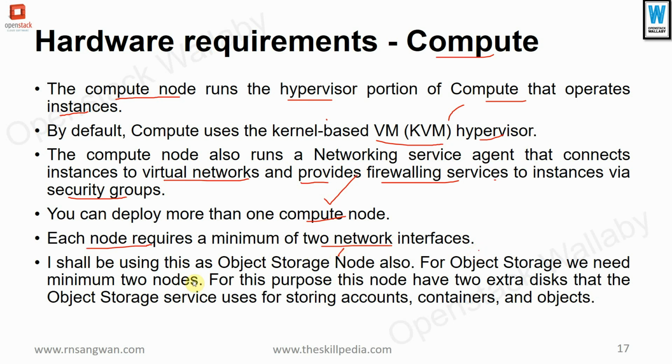For object storage, we need minimum 2 nodes. For this purpose, this node will have 2 extra disks, and that's what I gave the example in the figure. If you recollect, the same compute node we will be using for object storage, and if you notice, yes, we added 2 extra disks on the compute node. Storage service uses storing accounts, containers, and objects.